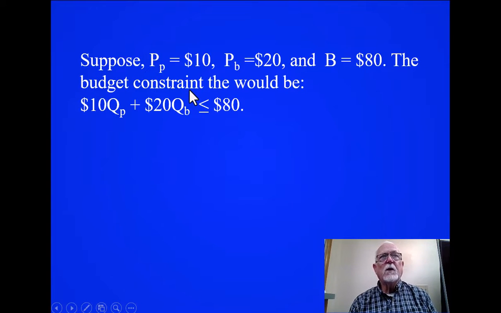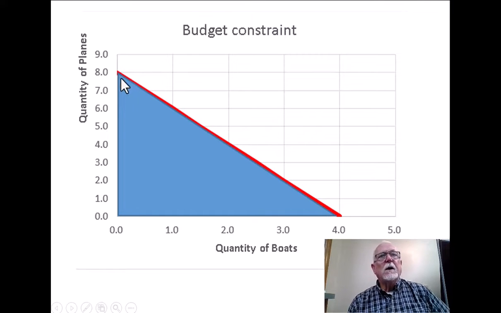So with the price of planes at $10, price of boats at 20, and our budget at 80, the example before, this mathematically would be the formula for that, the mathematical equation, actually inequality technically for the less than part. And so that's this budget constraint graphically. Given the price of boats, the price of planes, and our budget constraints, we could at most purchase 8 planes and 0 boats, or 4 boats and 0 planes, or some combination thereof. Some point inside would represent we could do that, but we would still have some leftover money.